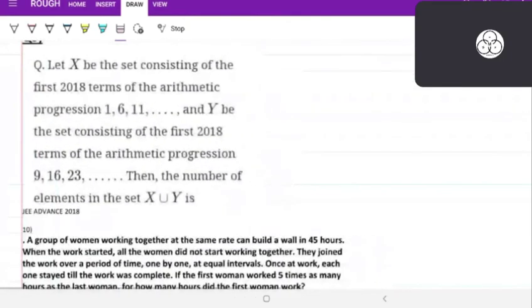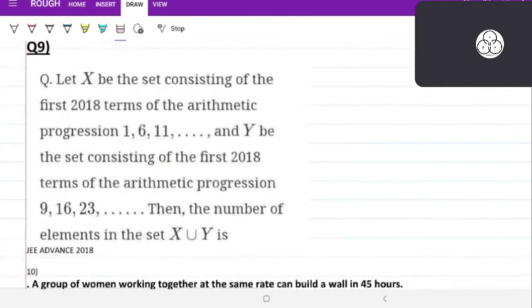Last two questions. Let X be the set consisting of the first 2018 terms of the arithmetic progression 1, 6, 11. Y be the set consisting of the first 2018 terms of the arithmetic progression. Then the number of elements in the set X union Y.